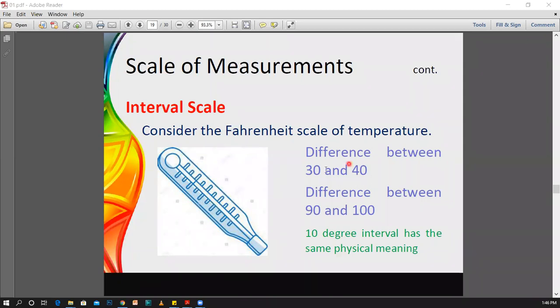But no one can say that between 30 and 40, the 10 degrees is this much, and between 90 and 100, the 10 degrees is that much. You cannot comment like that. If it is 10 degrees, you have the same physical meaning.